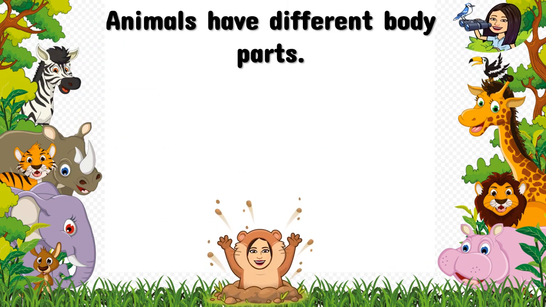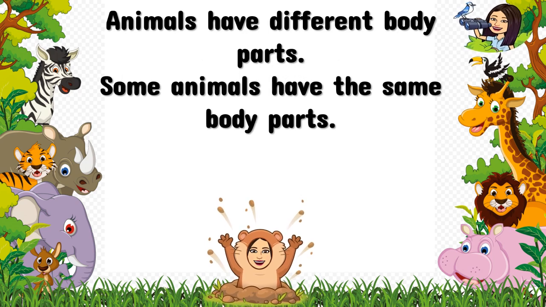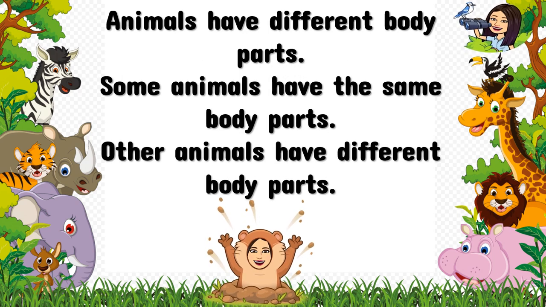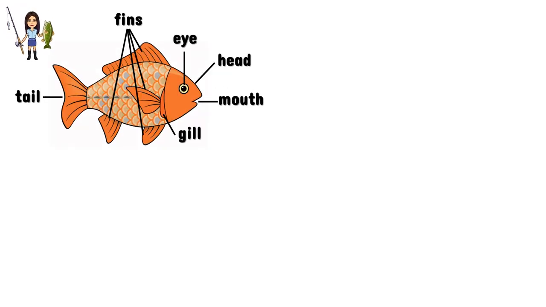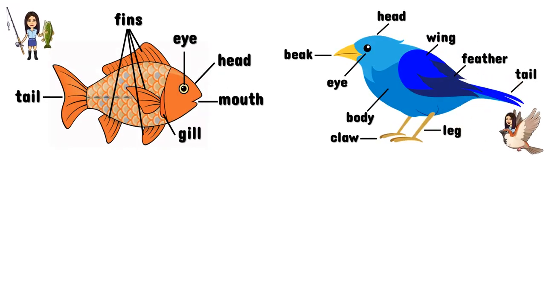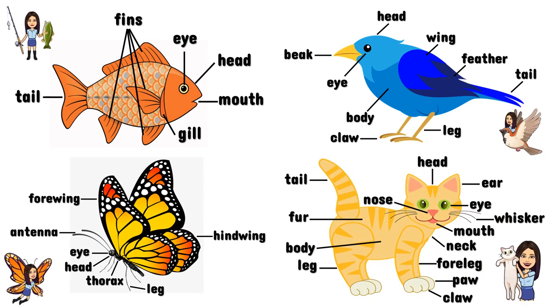Animals have different body parts. Some animals have the same body parts. Other animals have different body parts. Look at the fish, bird, butterfly, and cat. Which parts are the same among them? Which parts are different?